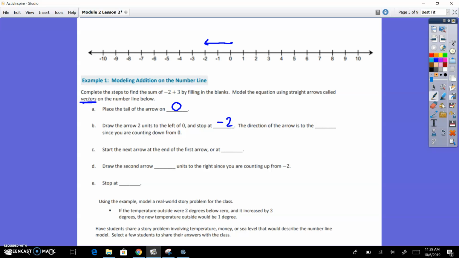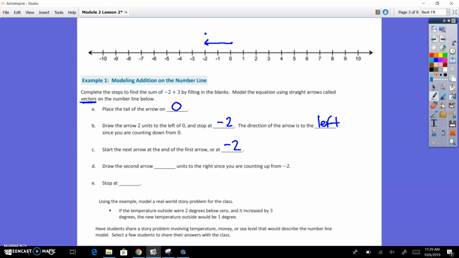The direction of the arrow is to the blank since you are counting down from 0. Remember, that would be, we're going left. Left and down will do the same thing. Start the next arrow at the end of the first arrow. The end of the first arrow was at -2, so that's where we're going to be starting our next one. So we're starting at -2.